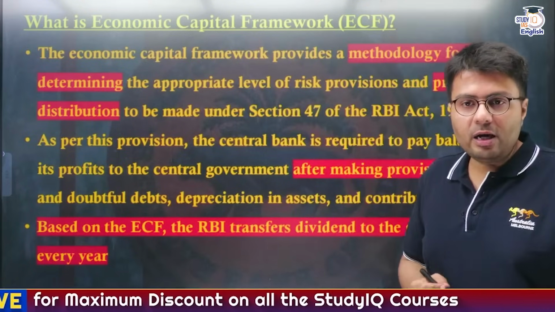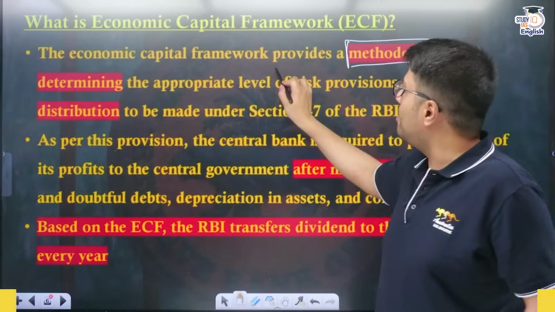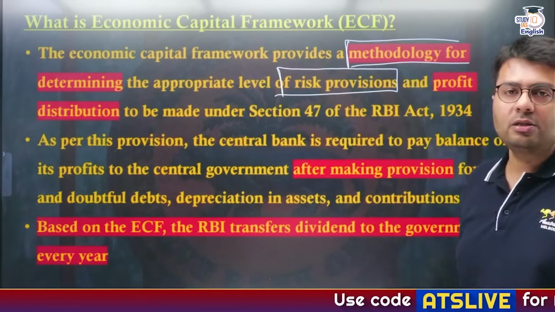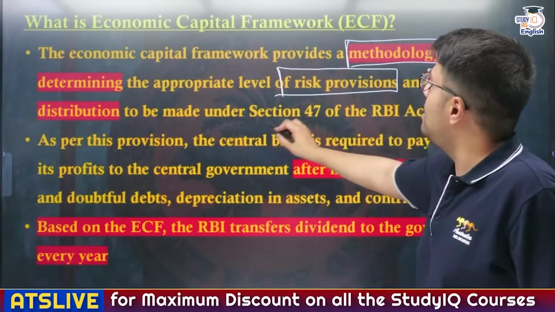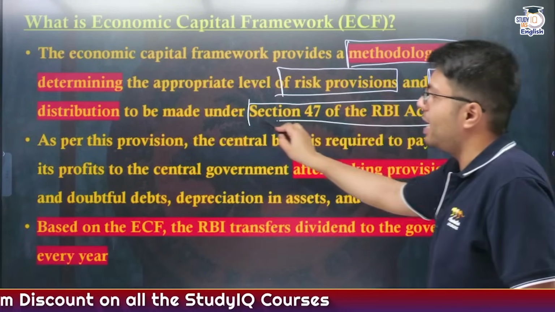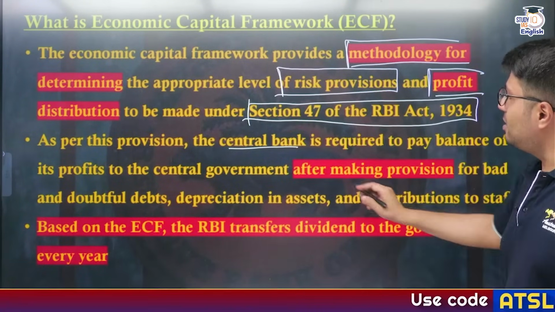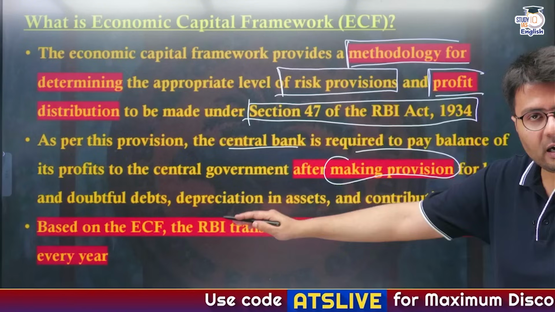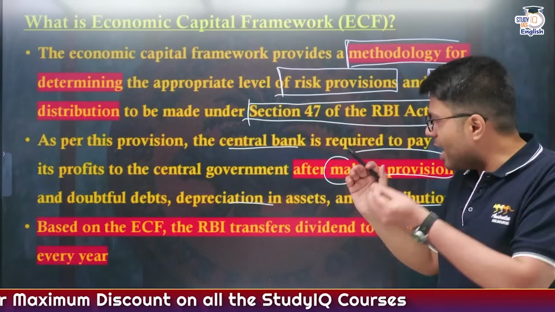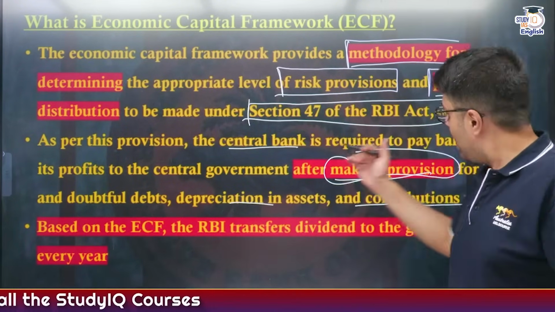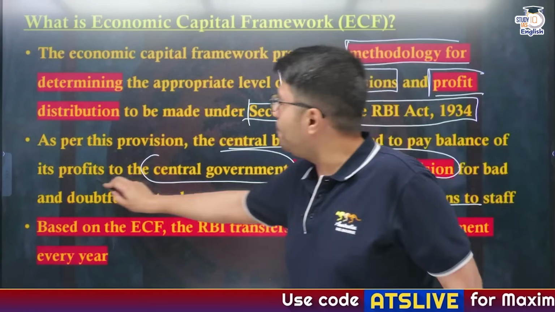Now, the economic capital framework is basically the formula or methodology using which RBI determines how much money it should keep aside as risk provisions, and then the rest of the profit is given to the union government as dividend, and this is done under section 47 of the RBI Act. As per section 47 of the RBI Act, the central bank, that is RBI, is required to make provisions for bad and doubtful debt, for depreciation in assets and contribution to staff funds. That is basically for emergency purposes. RBI needs to keep certain money of its profit aside, called provision, and the rest of the amount it should transfer to the government as a part of its profit.